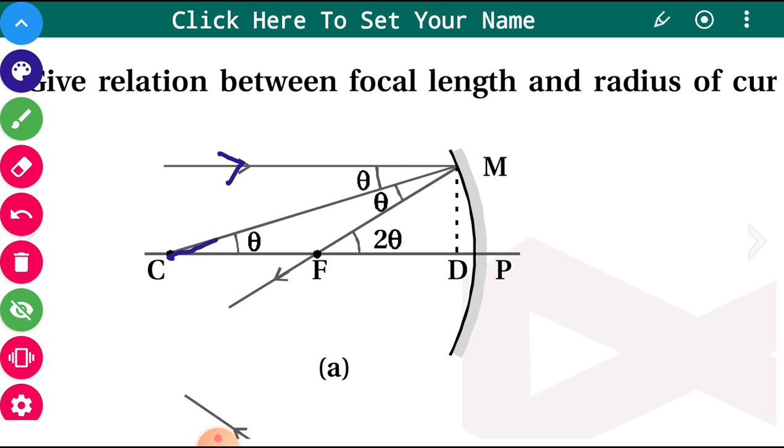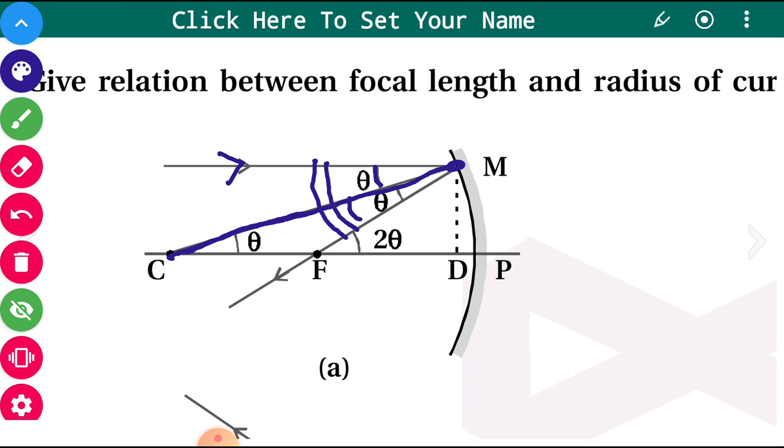This is the perpendicular drawn at the point of incidence, that is at point M, and it is making an angle theta with that perpendicular. And as you know, the angle of incidence is equal to the angle of reflection. So this angle will also be theta only. Okay. Now the total angle here, this angle will be equal to 2 theta. Okay, it will be equal to 2 theta.